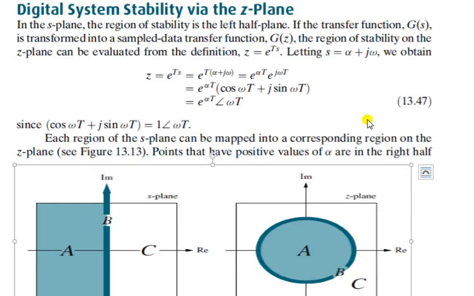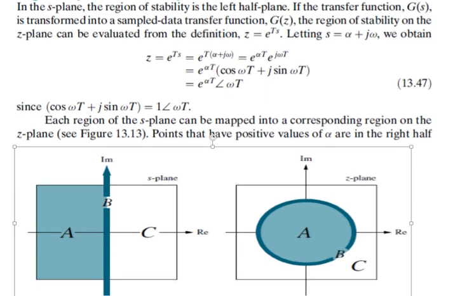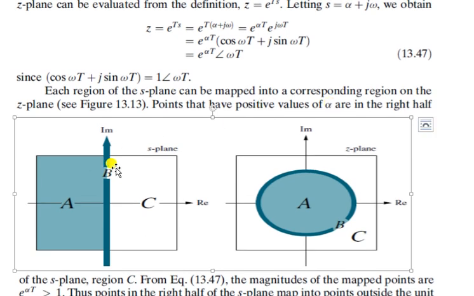Hello guys, today we will talk about the digital system stability via jet plane. Now as we know in control system to define the stability we use this diagram. In this diagram as we know this is the y-axis, this is the x-axis.